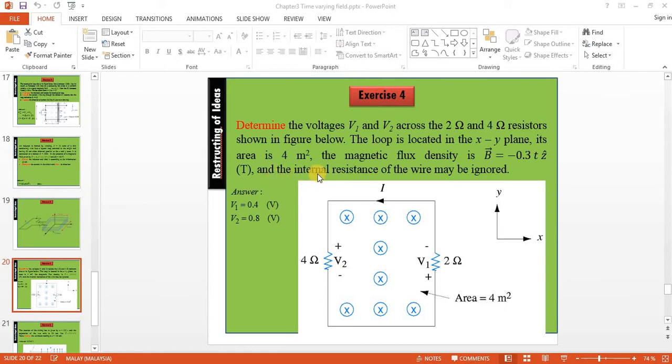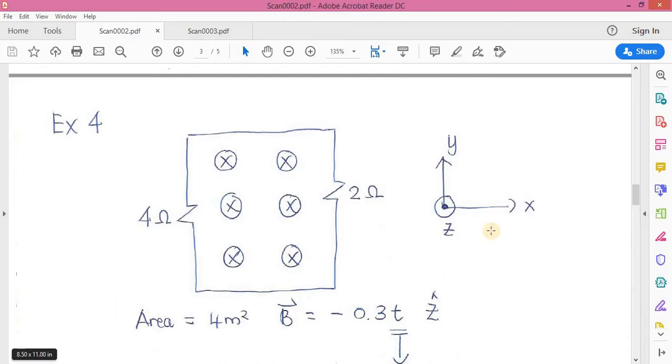And the internal resistance of the wire may be ignored, so forget about the resistance in the wire. Just concentrate on these two resistances, because you have to find these two voltages. So let's draw this loop separately here.